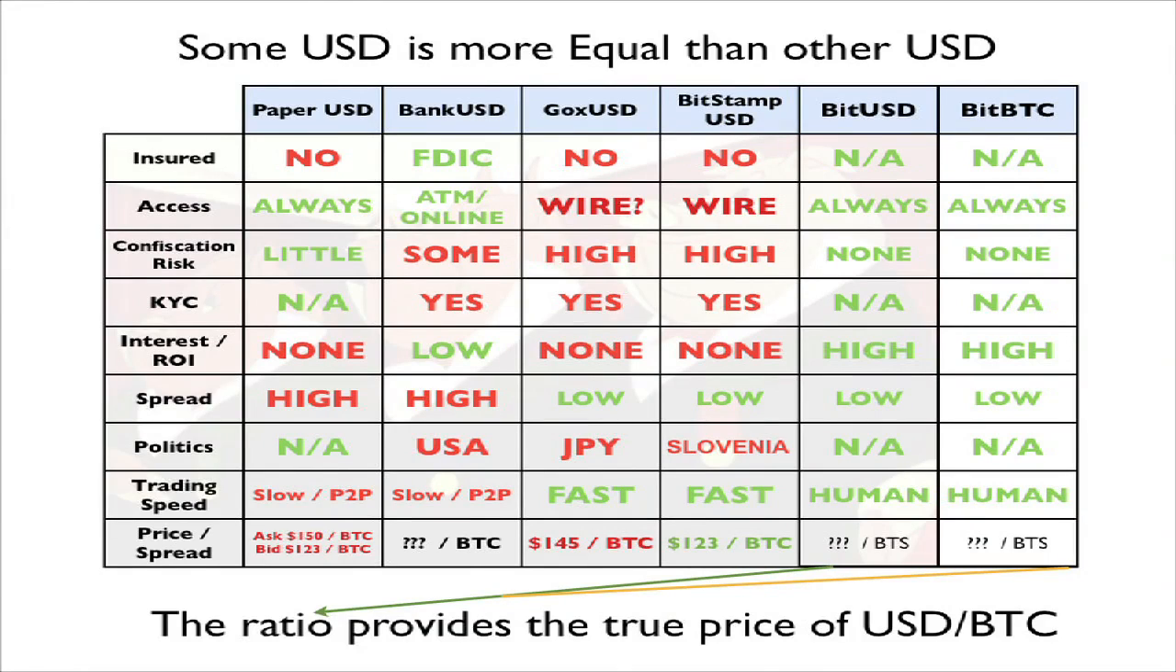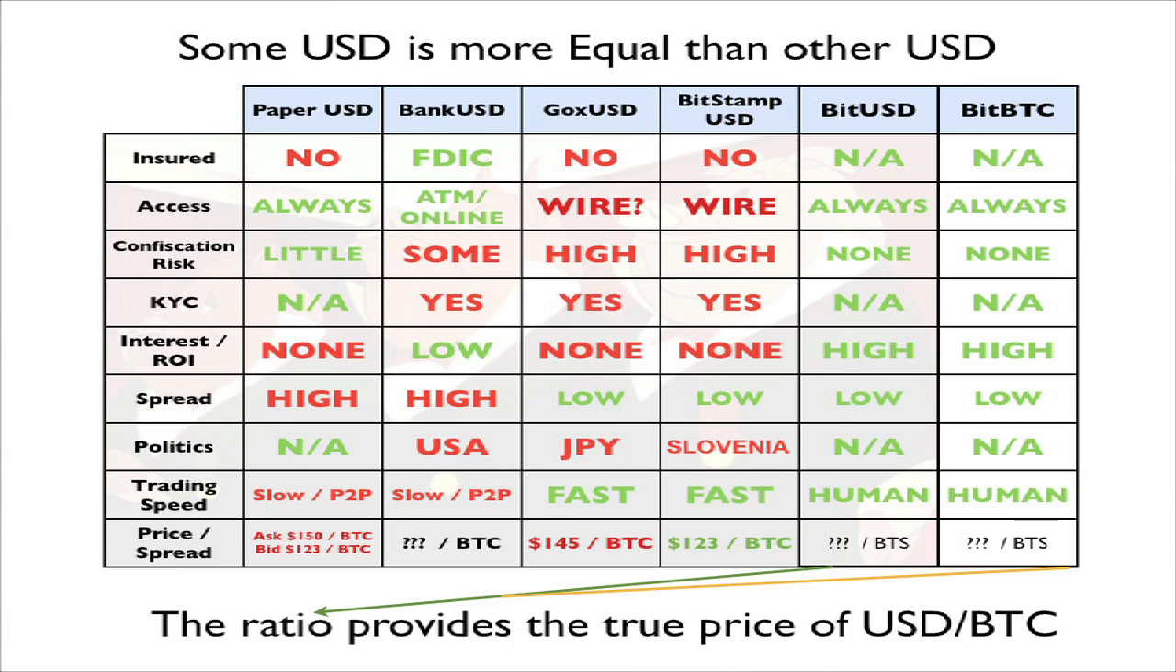So now let's go ahead and look at this again, and let's get an idea of how we're going to get that true price of Bitcoin. So let's look at BitUSD. We don't need insurance because we're based on a blockchain. It's completely trustless and faithless. You always have access to it as long as you have access to your private key, just like a wallet. There's no confiscation risk unless somebody steals your private key, so I guess it's the same as someone stealing your wallet. KYC is technically impossible.